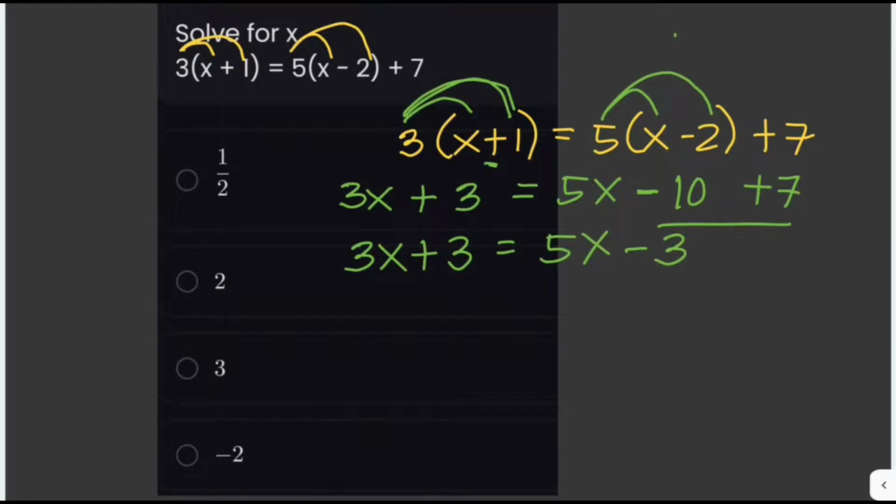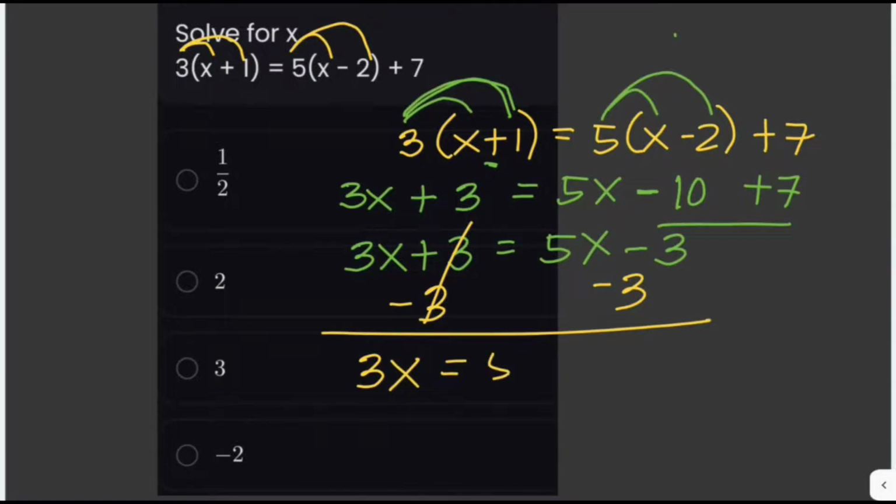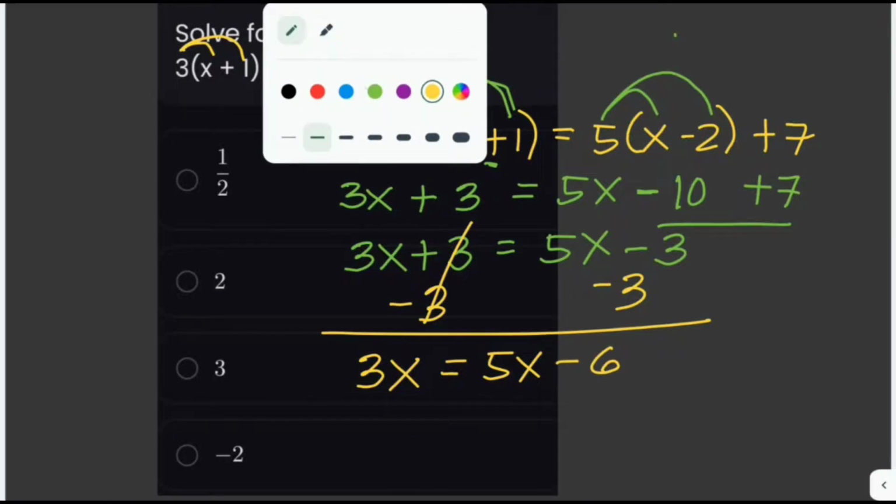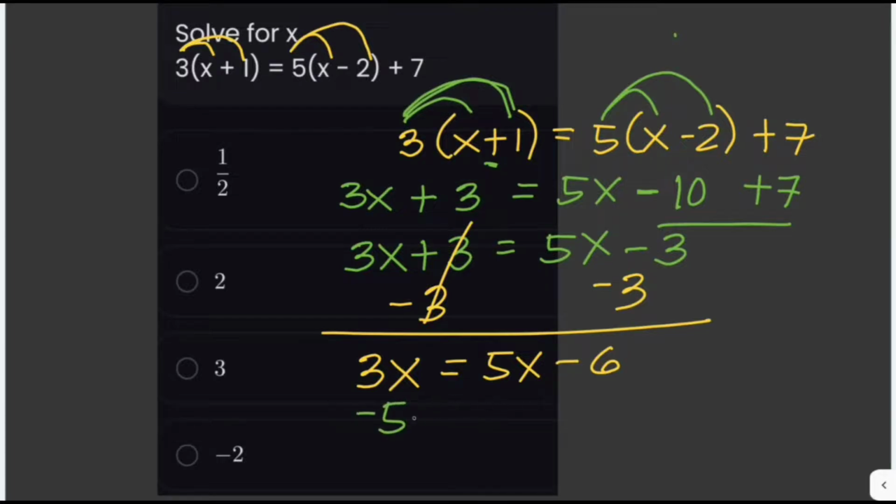And we can group like terms. We subtract 3 from here. And then we are left with 3x equals 5x. Negative 3 minus 3 is just equal to negative 6. And then we subtract 5x from both sides. This cancels out. Then 3x minus 5x is negative 2x equals negative 6.